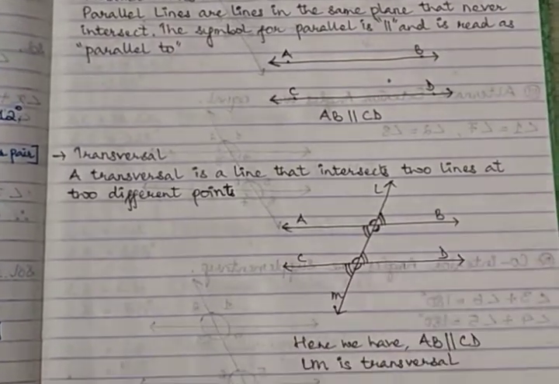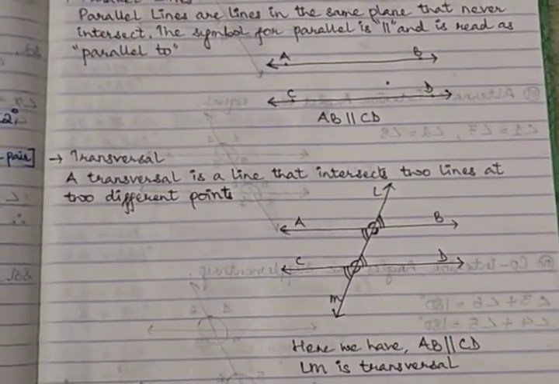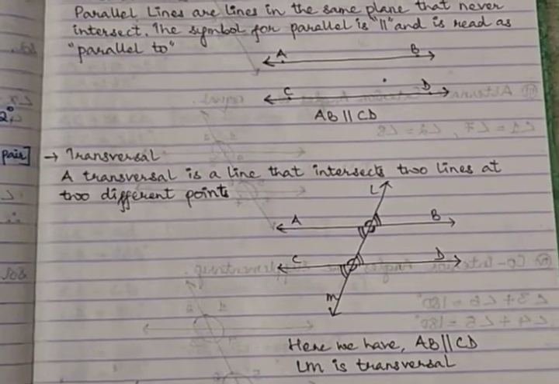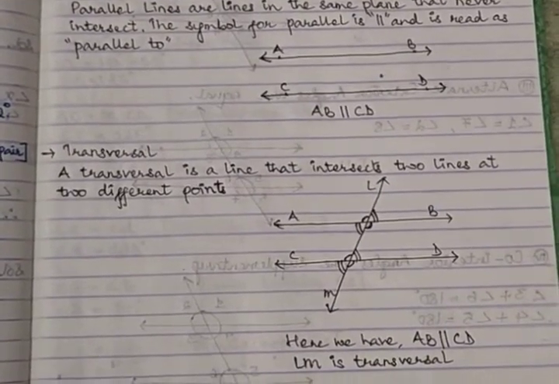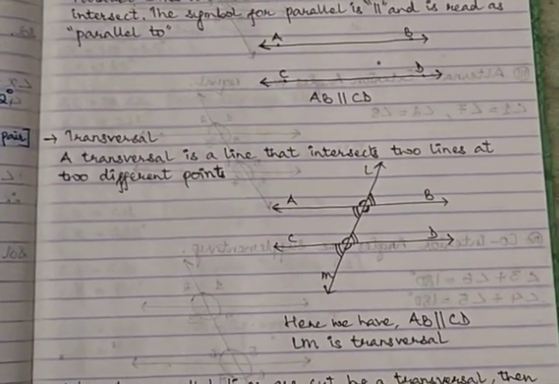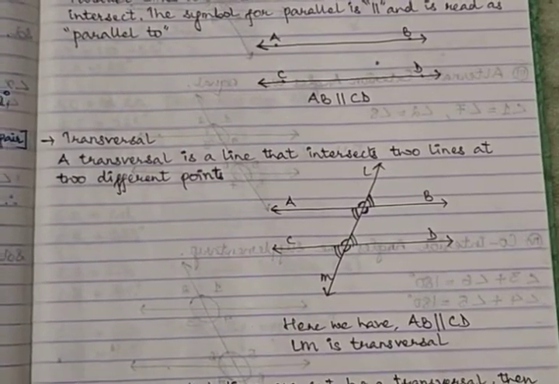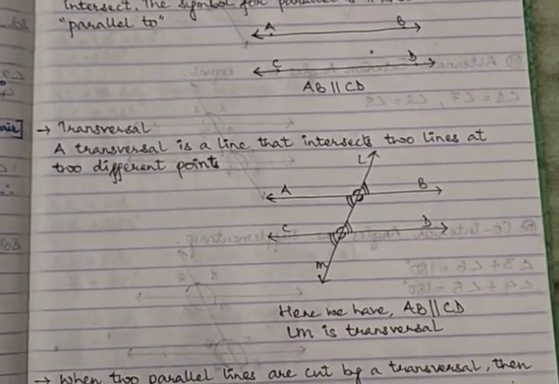This is what happens when a parallel line is intersected by a transversal. Remember the term intersected. I'm using intersected, not bisected. There's a difference between the two, intersect and bisect.